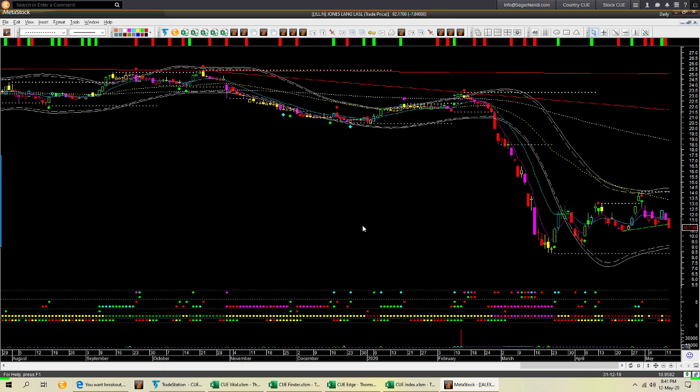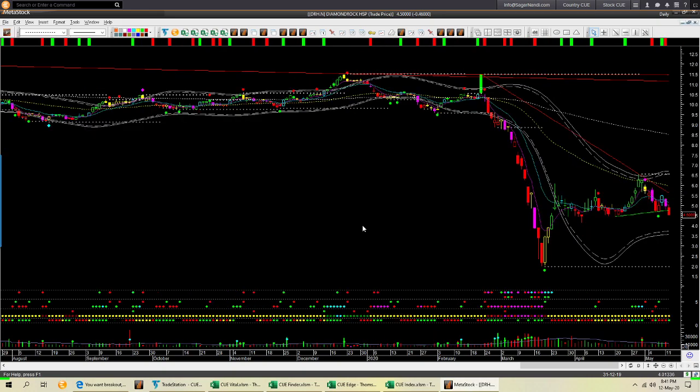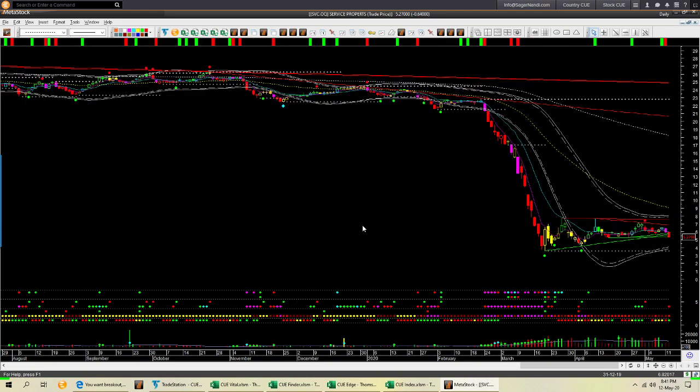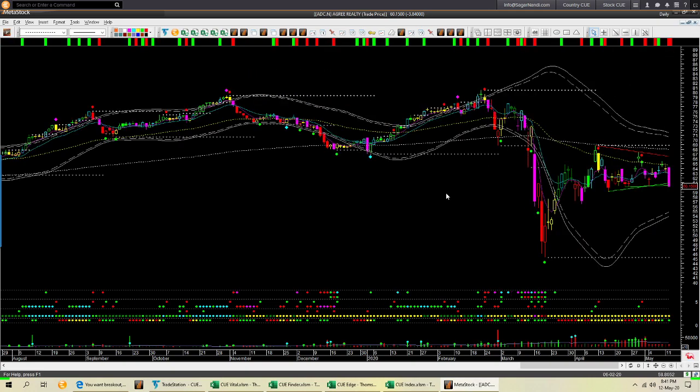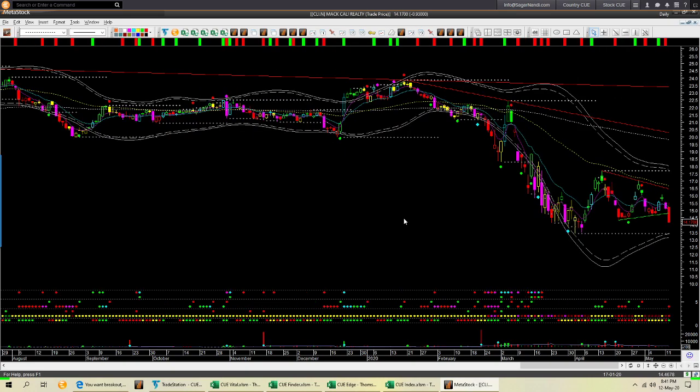LX, ALEX, JLL, DRH, SVC. Let me close SVC also because it didn't close clearly below the support. It broke below support, but not decisively, you may say. But ADC is a short candidate.